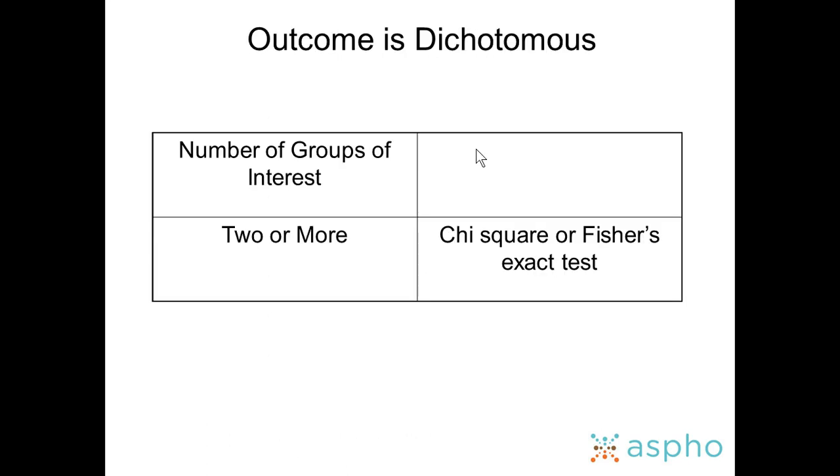So I told you there were 2 tables. One was if your data are continuous. The second is if your data are dichotomous or binary. Here, if you have 2 or more groups of interest or exposure variables, you would do a chi-square or Fisher's exact test.